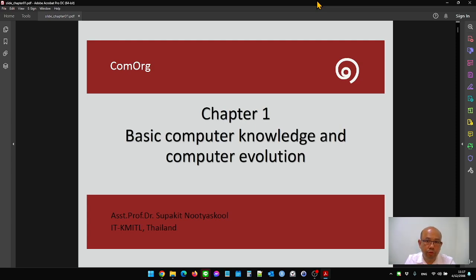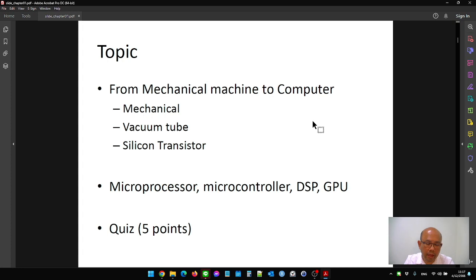Hello, today I show you the first chapter about basic computer knowledge and computer evolution. Here are the topics for today. First, I show you the mechanical computers and the move to the vacuum tube, and then I show you the silicon transistors. After you know the evolution from the mechanical to the semiconductor in computers, I show you the difference between four things: a microprocessor, a microcontroller, a DSP chip, and a GPU.